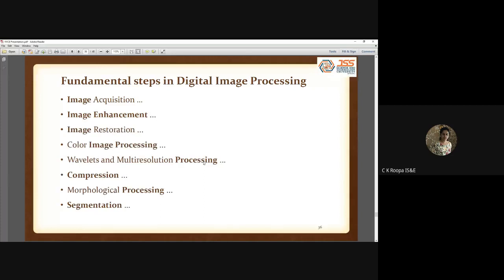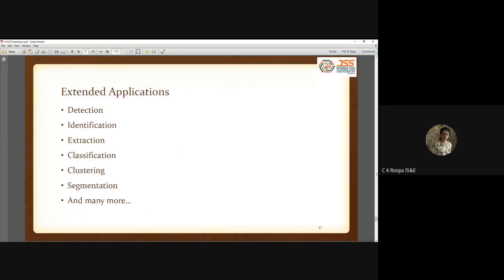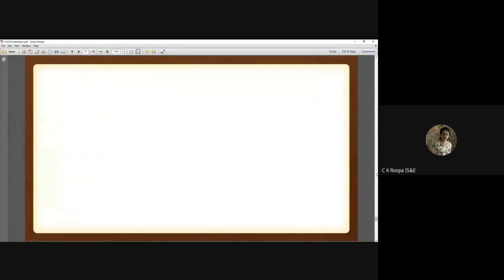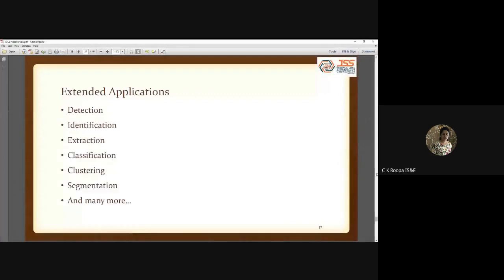I don't really deal with these things, but each and every step has its own research potential. Some of the extended applications, beyond these fundamental steps, are the extended applications that you can work on, like classification, clustering, extraction, identification, and detection. For example, somebody said in the very beginning, occlusion, right? So object occlusion is a very interesting problem to work on.